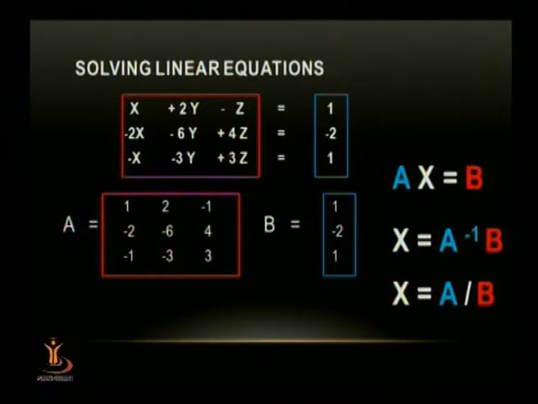See, I have the linear equations x + 2y - z = 1, -2x - 6y + 4z = -2, -x - 3y + 3z = 1. I have identified matrix A first of all: the coefficients of the unknowns form matrix A, and the constants on the right hand side form matrix B. I have matrix A and matrix B. Let's solve this now.